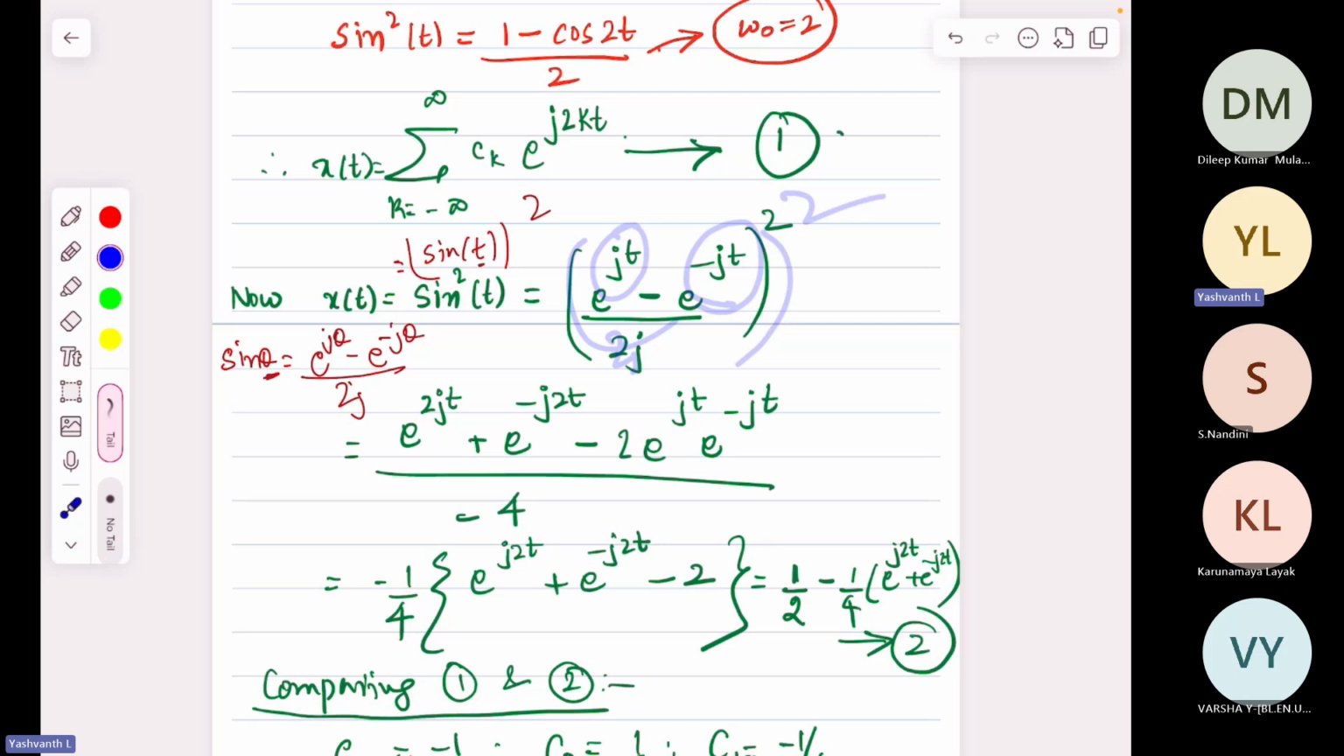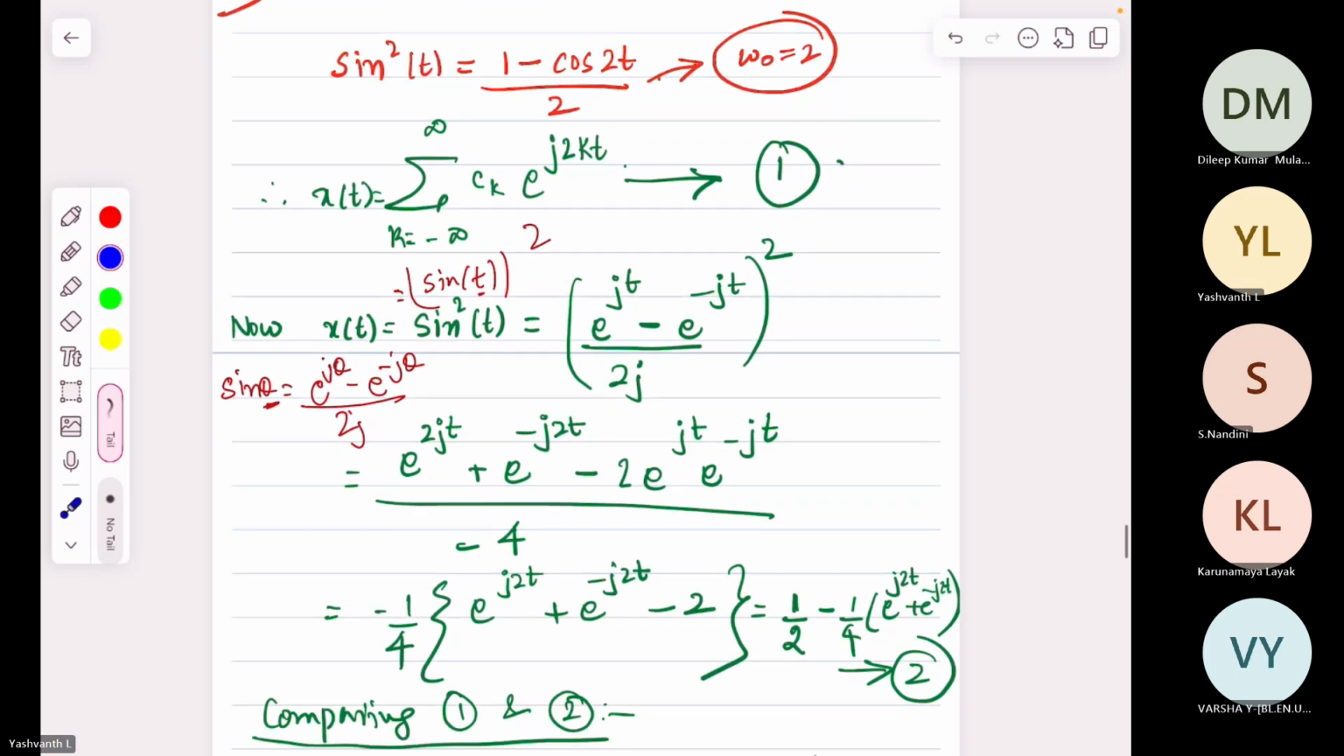Now basically expand the square. The first term is a square, that is e power 2jt, plus b square, e power minus j2t, minus 2ab, that is minus 2 into e power jt into e power minus jt. But e power jt into e power minus jt is equal to 1. Therefore, x of t is minus 1 by 4, there's a minus because 2j square is nothing but minus 4, times (e power j2t plus e power minus j2t minus 2). Let it be like this only.